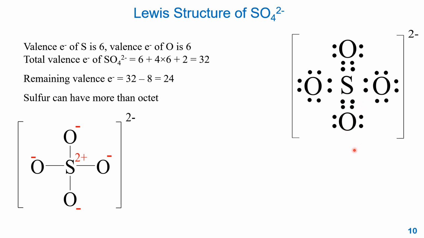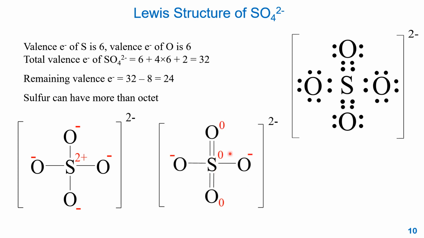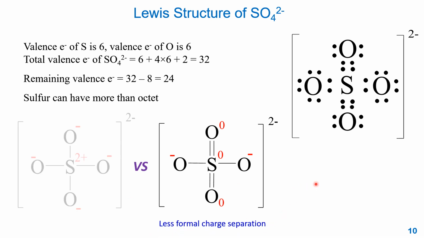So now you can calculate formal charge. Sulfur will be 0. Sulfur 6 minus 6 bonds, no lone pair, 0. See, oxygen 6 minus 4 for the 2 lone pairs, minus 2 for the bonds, that's also 0. But these 2 oxygens are still negative. But now this has much less separation of formal charge than the previous Lewis structure. So this is the best. So that's why for sulfur, this is actually the correct Lewis structure. The other one is not good, because it has more formal charge separation.